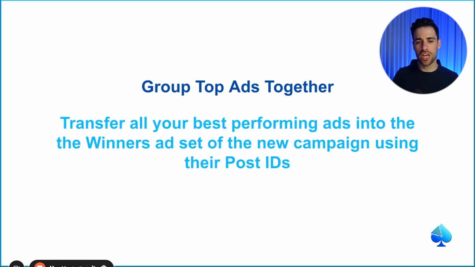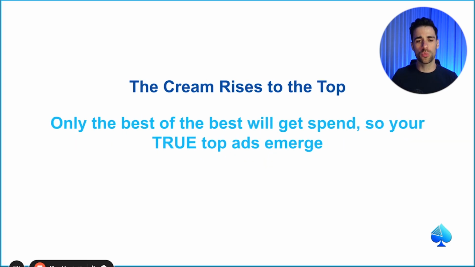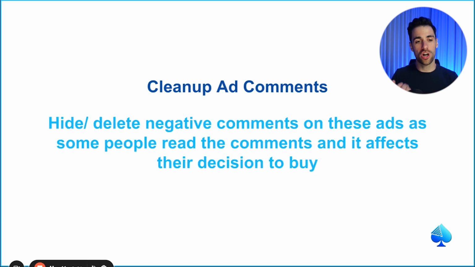The first thing you want to do in this new campaign is transfer all your best performing ads from your account into the winners ad set using their post IDs. Why are we doing this? Well, the cream rises to the top. Only the best of the best from your top ads will get spent. So your true top ads emerge, not ones that are just coasting along. When they're pitted up against each other, what are the actual top ads when they're having to compete in the same environment? Then finally, you're going to clean up the ad comments on these top ads. You want to hide and delete negative comments, as some people read the comments and it affects their decision to buy. You will almost always see an instant improvement by doing this if you've never been auditing your comments.